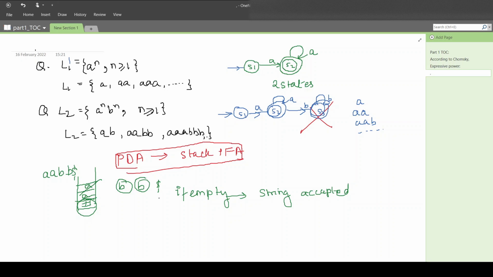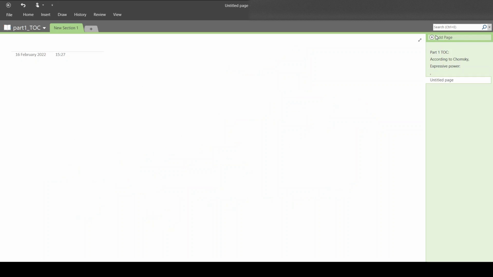So what did I say? That for every a, push into the stack, for every b, pop a. If the top of the stack is hash, then we'll say the string is accepted, otherwise it is rejected. So here comes the use of PDA, which I was saying previously. Okay, now the next question, see if we can do this or not.